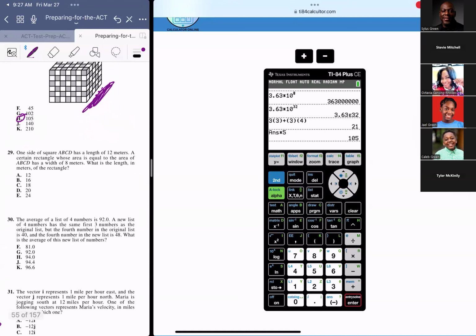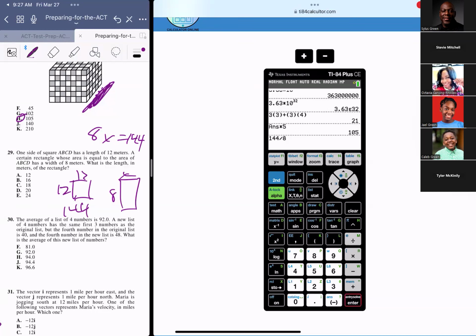Okay, one side of square ABCD has a length of 12 meters. A certain rectangle whose area is equal to the area of ABCD has a width of 8 meters. Okay, so ABCD is a square, so the area is 144. If there's a rectangle that has a side of 8 and a side of x, we're trying to see 8 times what equals 144. Well, we could just do 144 divided by 8. That's 18, so that's the answer.